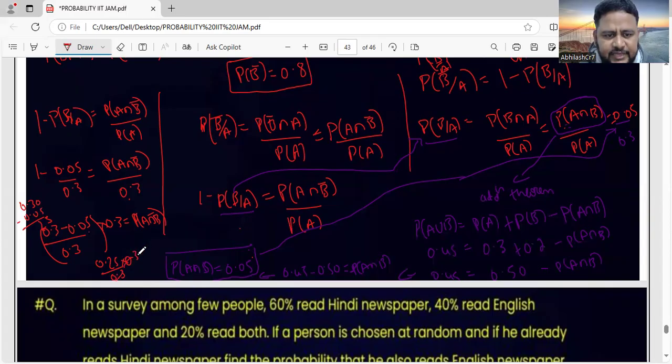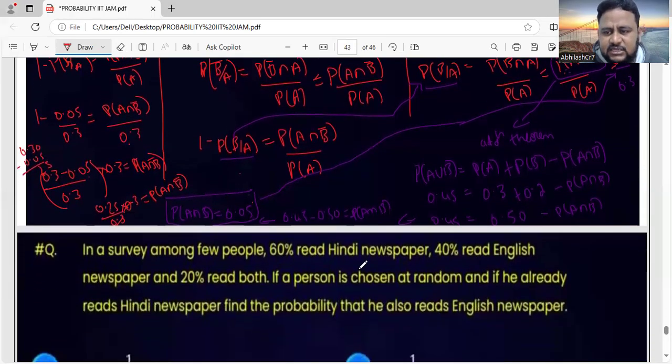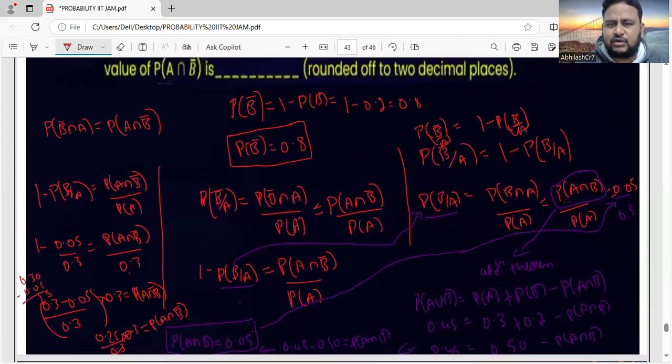So 0.3 cancels. So this is probability of A intersection B dash. Okay. So what is the answer we got, friends? Finally, the answer that we got, probability of A intersection B dash is equal to how much? The answer is 0.25. This is the final answer. Okay. You may feel that it is a lengthy process or whatever. In the initial stages, while understanding, I'm writing these many steps for you to understand.